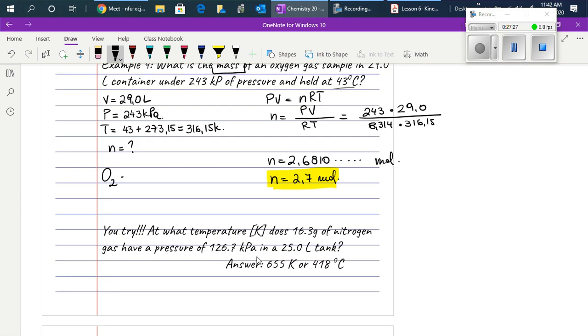At what temperature in Kelvin does 16.3 grams of nitrogen gas with a pressure of 126.7 kilopascal in a 25-liter tank exist? And the answers should be those two, either in Kelvin or in degree Celsius.